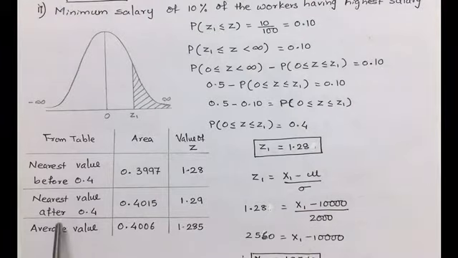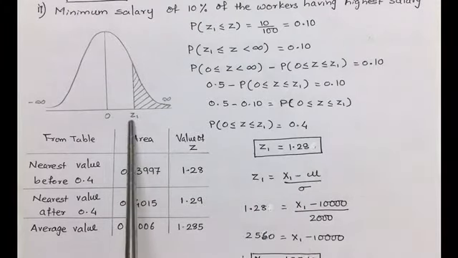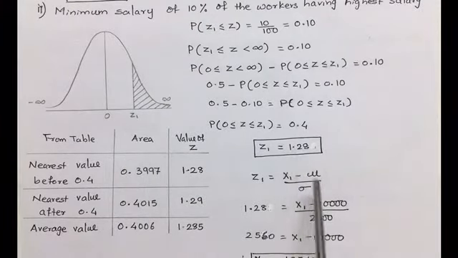And the nearest value after 0.4 is 0.4015. Its Z value is 1.29. We need to calculate the average of both. So adding both and dividing by 2, we get Z1 as 1.28. We will not take 1.285, just 1.28 to two decimals. Now the Z1 value 1.28 is lying towards the positive side, so this value will be positive.